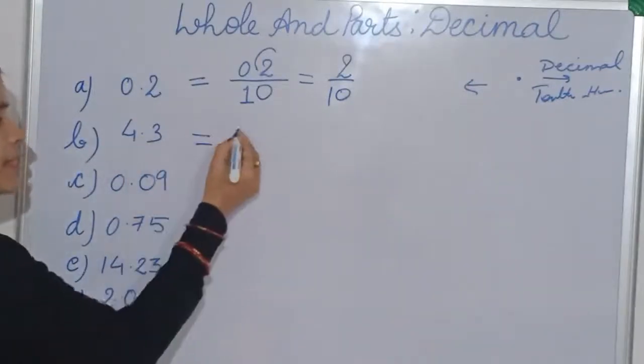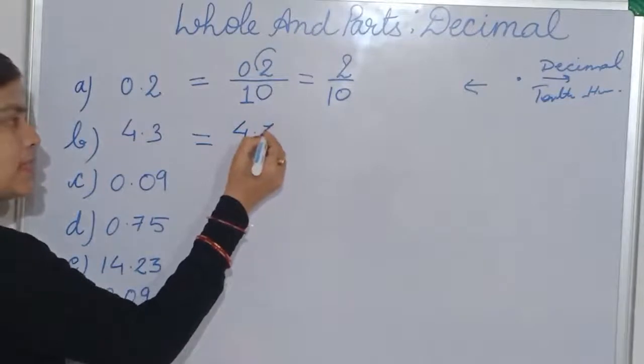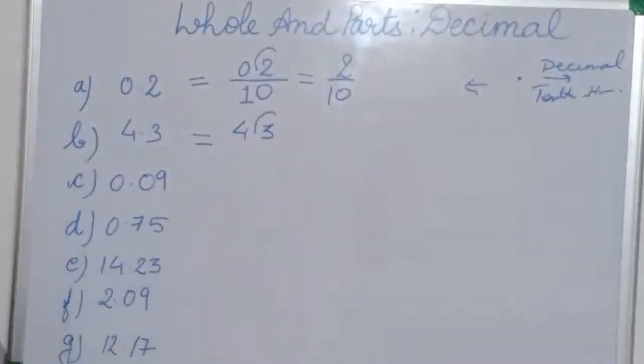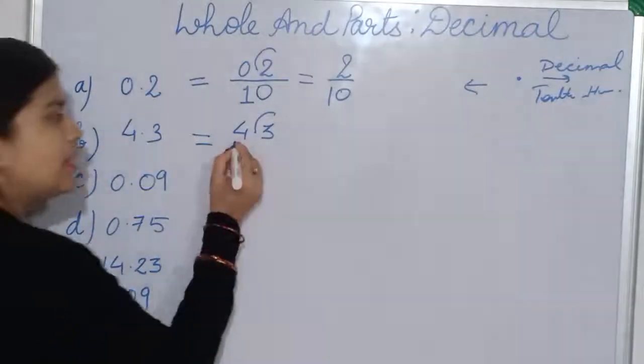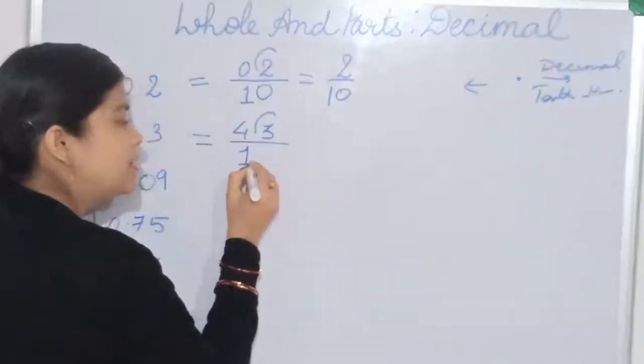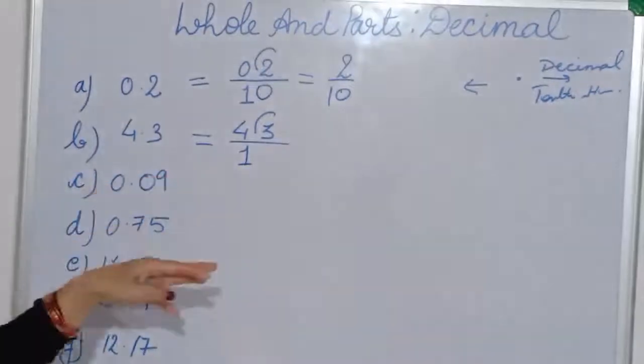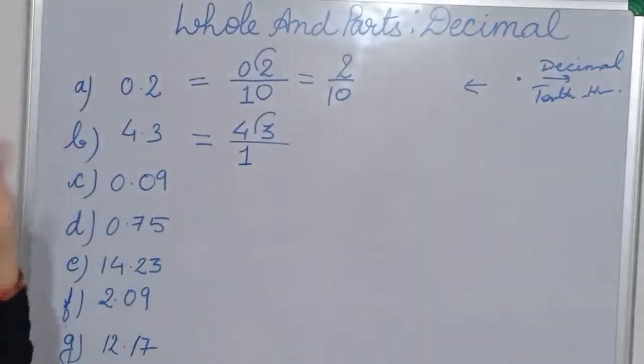Similarly, we will write this without the decimal, removing the decimal. Okay? I have removed the decimal. And then in the denominator, we will write 1 with the number of zeros on the right hand side. How many decimal places are there?